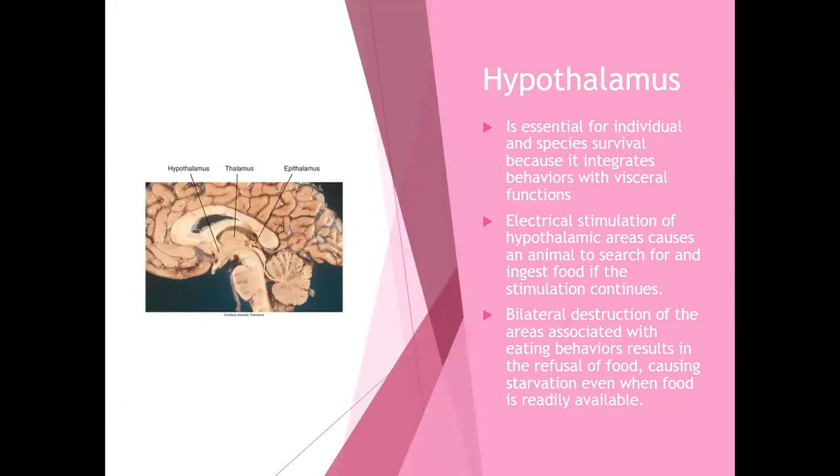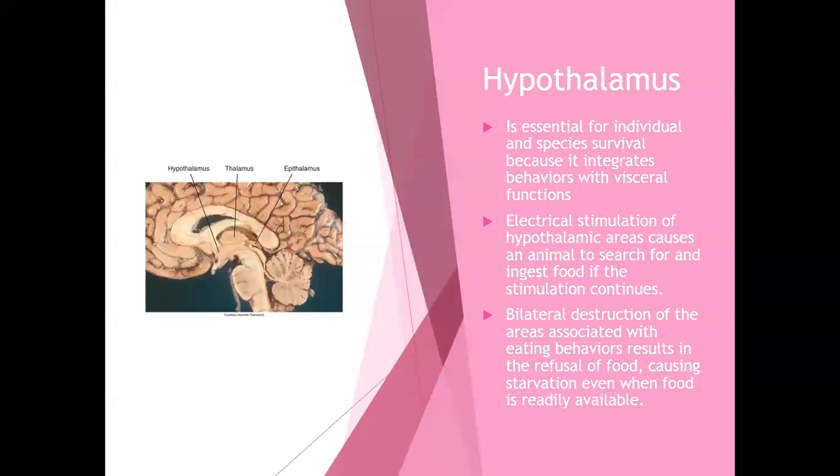The hypothalamus is, strangely enough, just a little bit forward and below the thalamus. And its name means below the thalamus. It's essential for individual and species survival because it integrates behaviors with visceral functions. So if you electrically stimulate the hypothalamic areas, you can cause an animal to search for and ingest food as long as the stimulation continues. So you can put an electrode in a little rat's hypothalamus and make it eat and eat and eat, even if it's full.